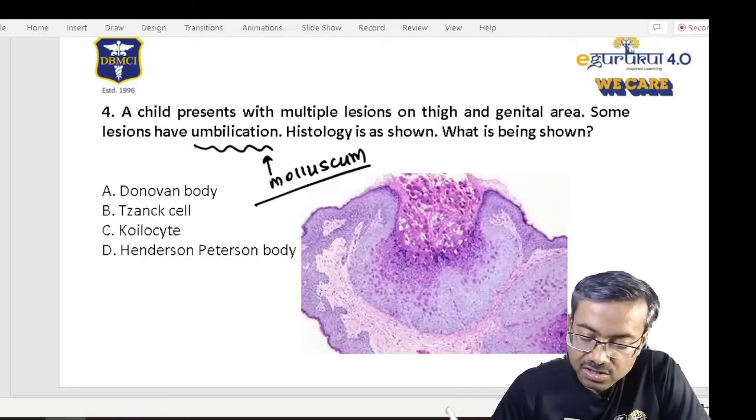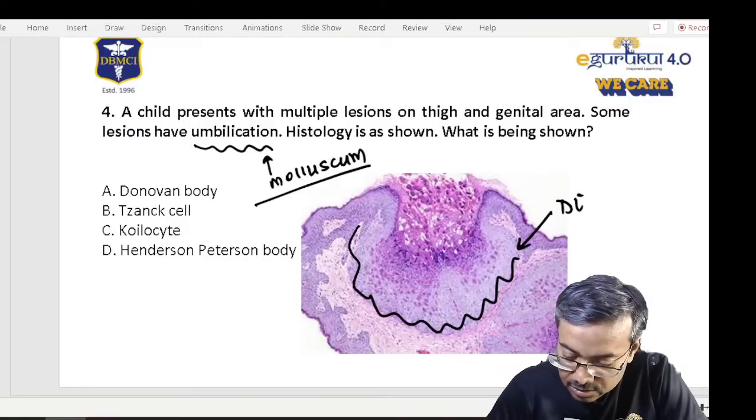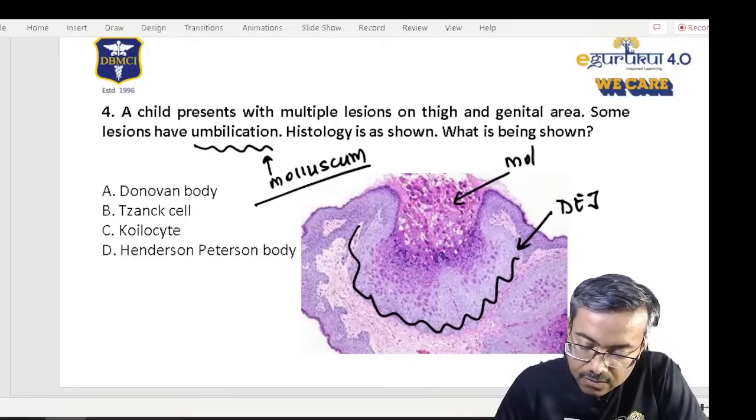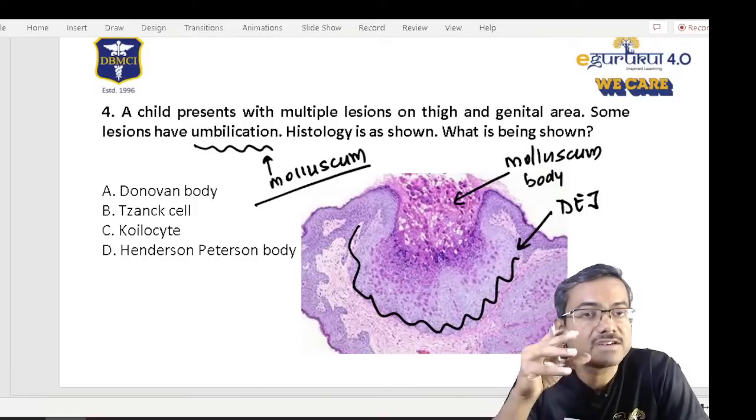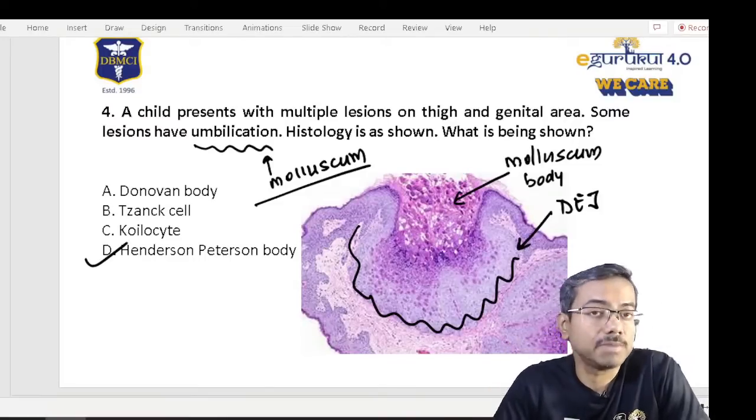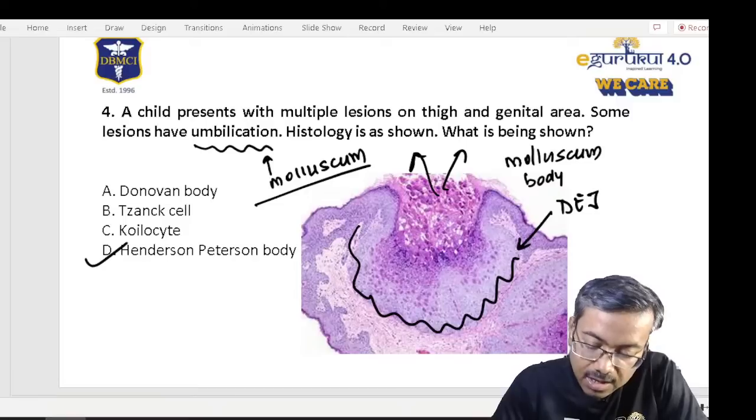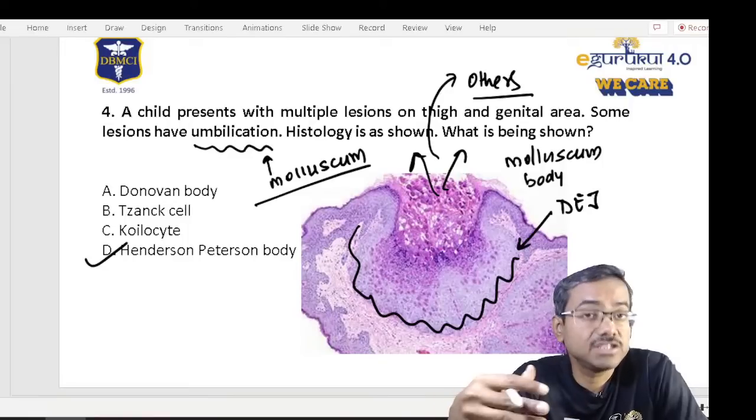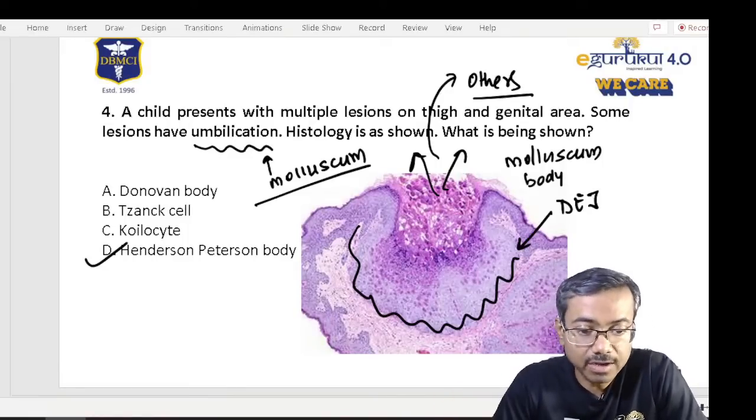Now, histology has shown. What I'm drawing right now is the dermoepidermal junction. Now, this is called the molluscum body, which is actually coming out of a small epidermal invagination. This molluscum body has also been called the Henderson-Peterson body, HP body. You can see this molluscum is actually coming out, and that's why it can go to others, and that's why it's called molluscum contagiosum. It is spreading to other people quite fast. Okay, let's look at the other options.